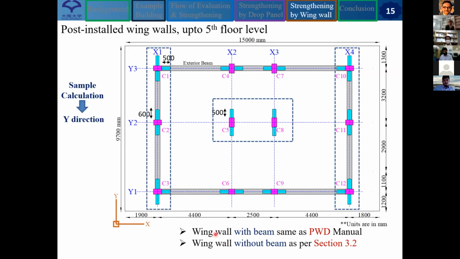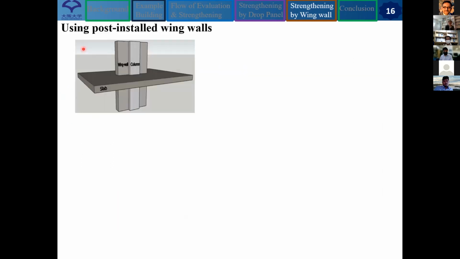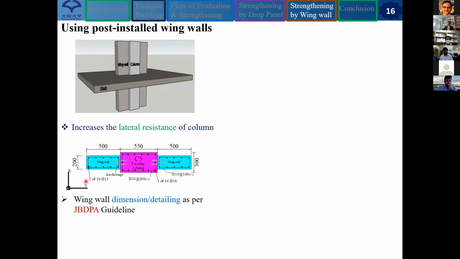However, wing walls with beam are the same as the PWD manual, but wing walls without beam, that means interior columns, will be the same as section 6.2, which was described earlier by Professor Takahashi. So why are we using post-install wing walls? A wing wall is a small wall panel which may not be considered as a shear wall. The main advantage is that it increases the lateral resistance of the column. For our case, the dimension of the wing wall can be like that, where the dimension and detailing were assumed as per the Japanese guideline.